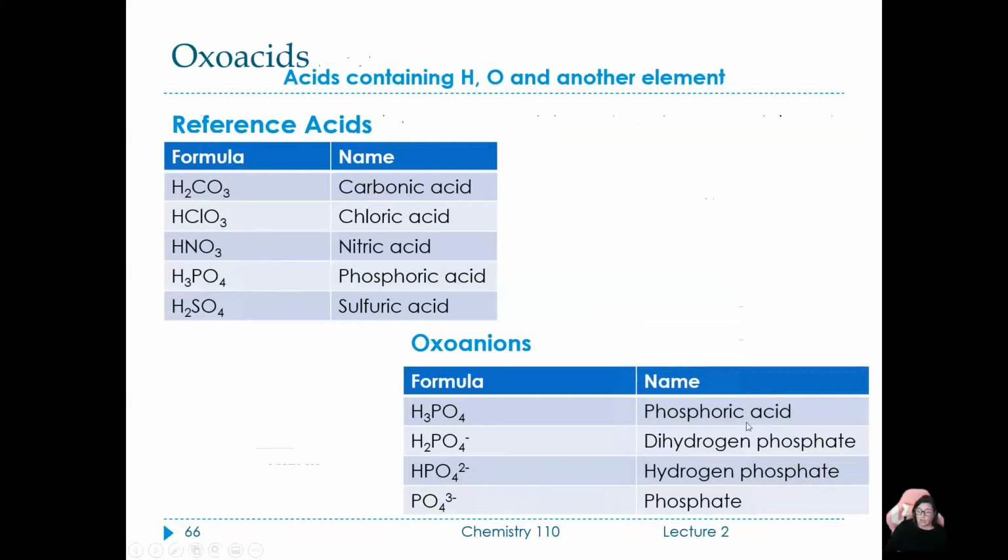So phosphoric acid, dihydrogen phosphate, hydrogen phosphate, and phosphate. What does that mean? We've taken the phosphoric acid, taken one of the protons off of it, and you need to know that that's dihydrogen phosphate. We take the second proton off of it, and it's hydrogen phosphate. We take the third proton off of it, and that's phosphate. Okay?